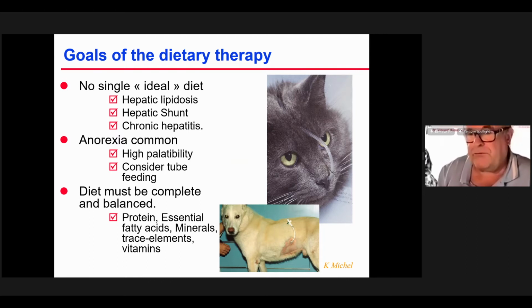In the case of hepatic shunt, on the other hand, you want to bring a low to moderate level of protein to avoid producing too much toxin. You have to have a diet that will also promote good fermentation in the gut, that will promote acidification of the gut.